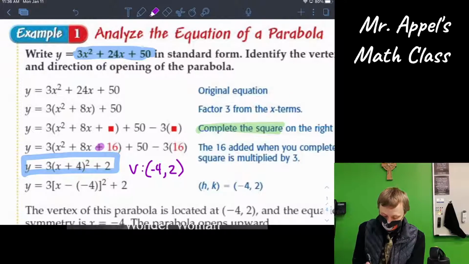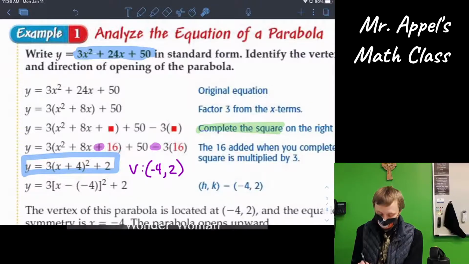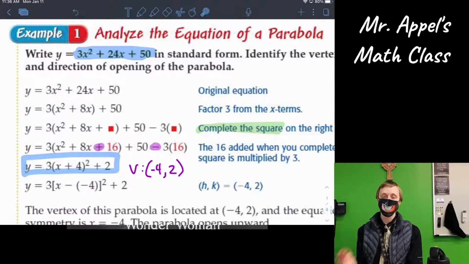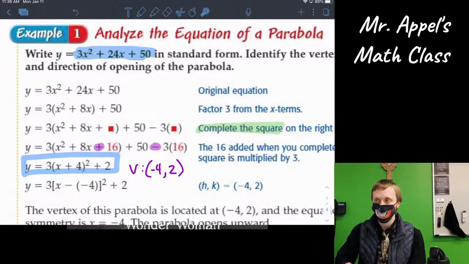So notice we've got plus and minus there, but we didn't just add 16. 16 was inside the parentheses, so it's actually being multiplied by 3. So 3 times 16. That's why we have minus 3 times 16 again. Very nice setup. And so you go ahead and reduce those constants, factorize this into its binomial form, and that gets us our vertex form of the parabola.